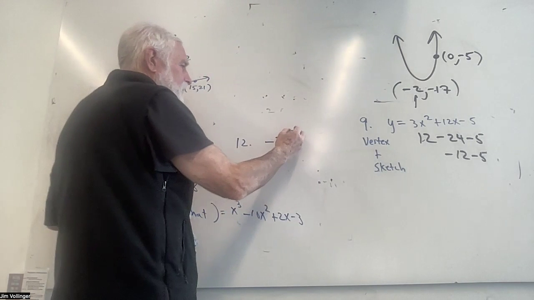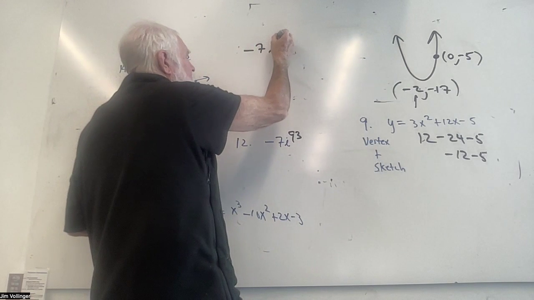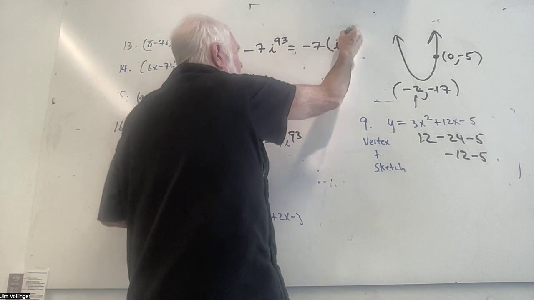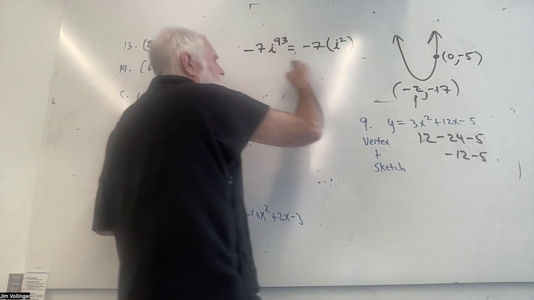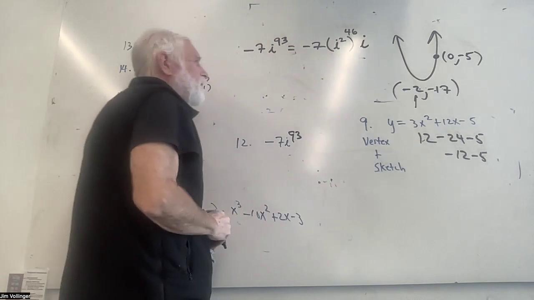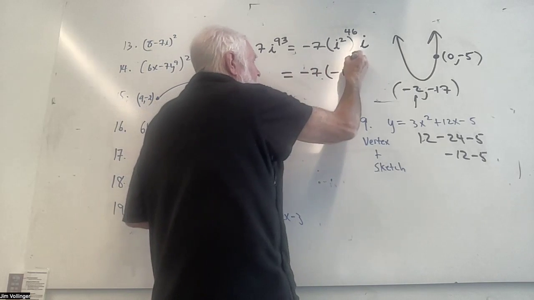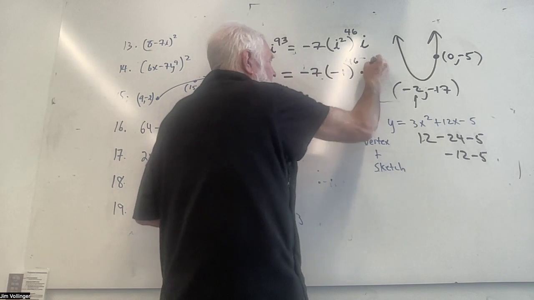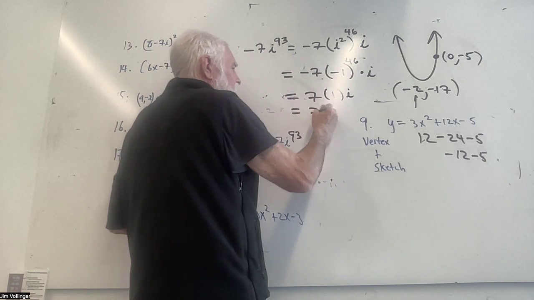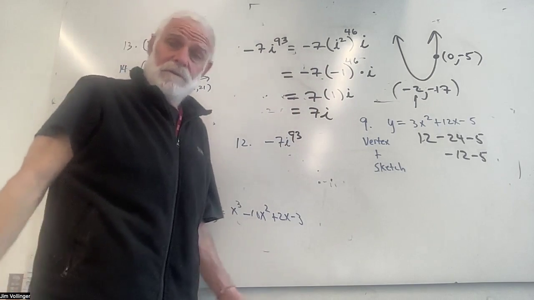Minus 7i to the 93 is the same thing as saying minus 7 parentheses i squared. 45 takes me to 90, so 46 takes me to 92, times one more i takes me to 93. And I know i squared is -1. And if I do it 46 times, I'm going to get 7 times 1 times i. My answer is 7i. And that's another problem that we hope to do in 5 seconds or less towards the end of the term.